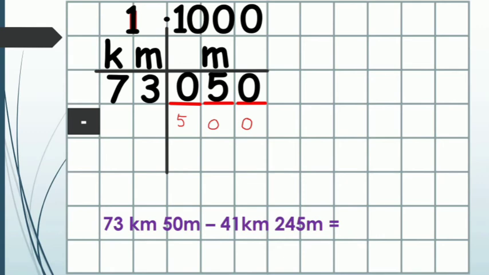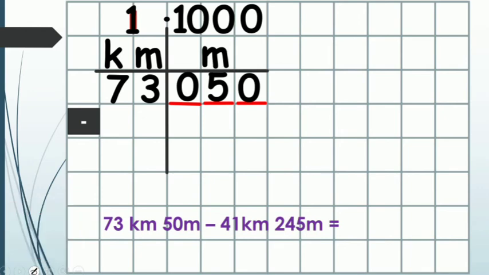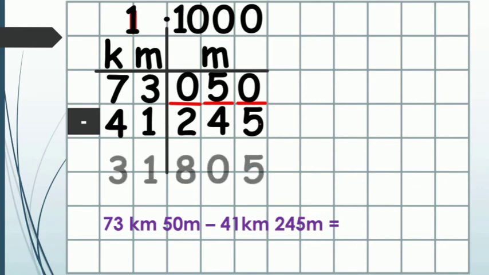When you write from behind, you will get 50. When you write from in front, you will get 500. So remember, you need to write the numbers from behind. Don't ever write the numbers from in front, or your number will be wrong. So remember, this is 50, this is not 500. Okay, now we write 41 kilometer and write the numbers from behind, 245.